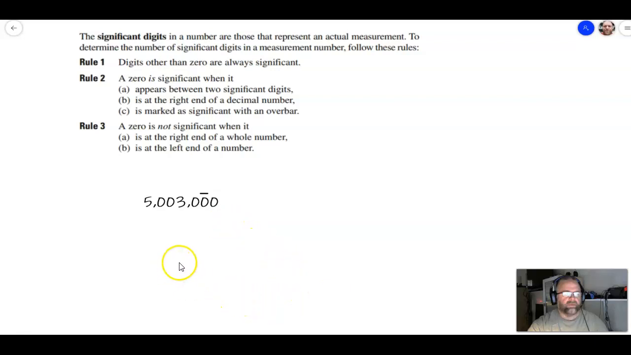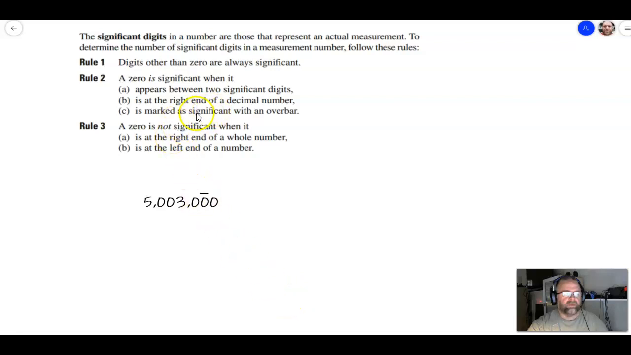All right, so far we have 2 significant digits here because we have the 5 and the 3. Digits other than 0 are always significant. These 2 here are significant because they're between 2 significant digits. So far now I have 4. So really it's just looking at these last 3 zeros.